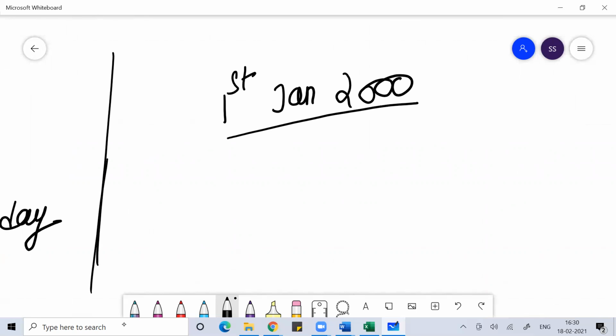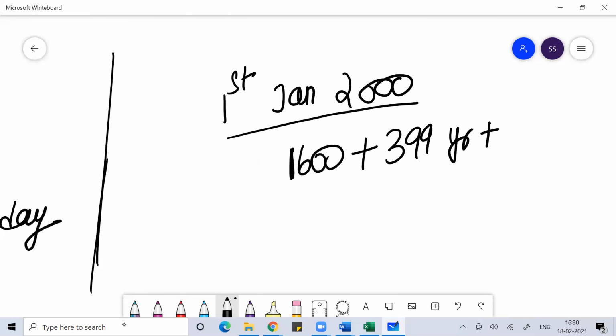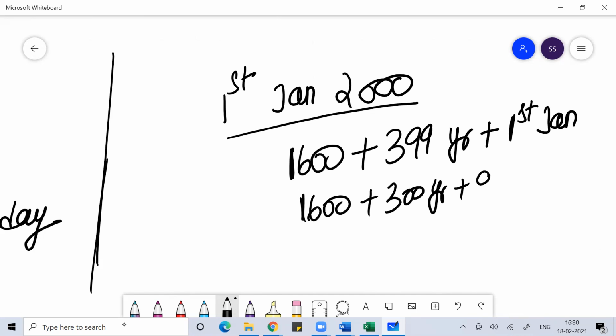So how to do this kind of question? You know that the first day is Monday. The first day, life started on Monday. So how to do this? You have to think of the year which is a multiple of 400 before this year. So that would be 1600 plus 399 years, plus 1st January. I hope you are getting the logic. This would be 1600 plus 300 years plus 99 years plus 1st January.